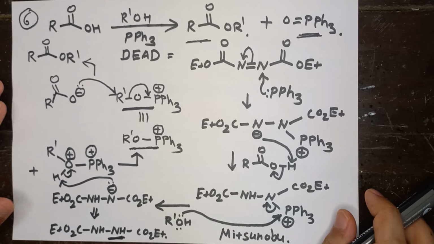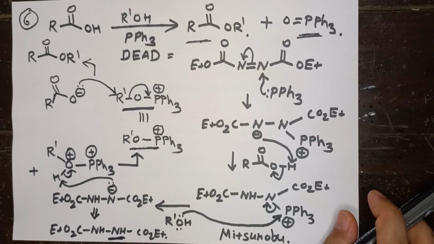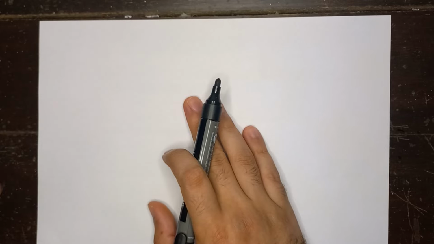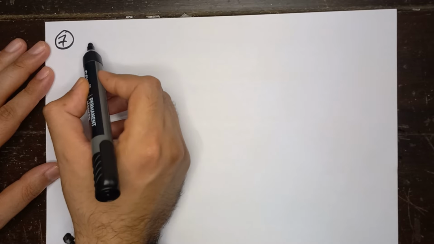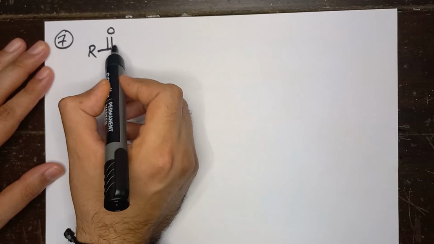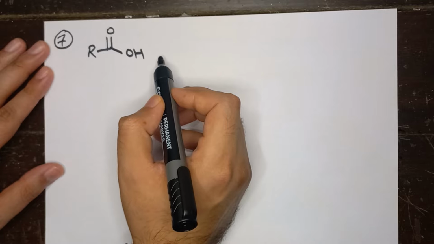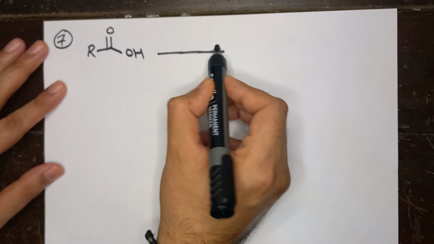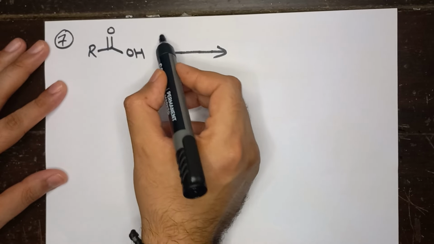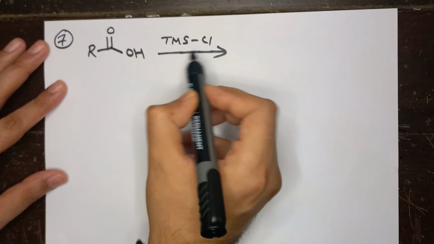So this was the 6th method. So now let's move for the 7th method available. Okay, so for the 7th method, I have a carboxylic acid and I'm reacting it with TMS chloride and a base.